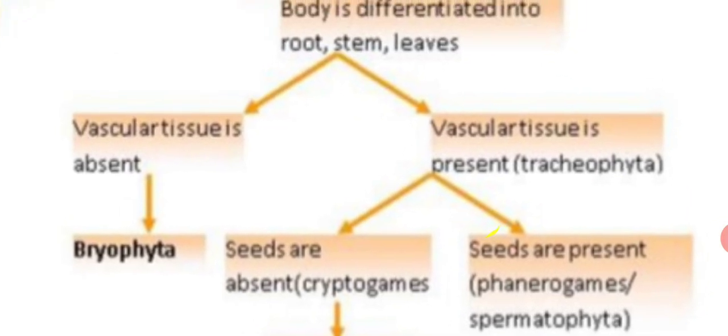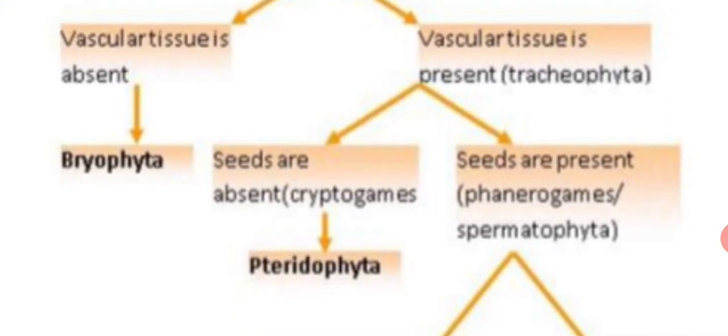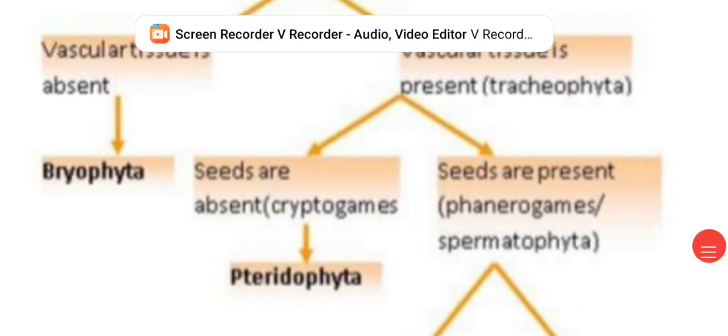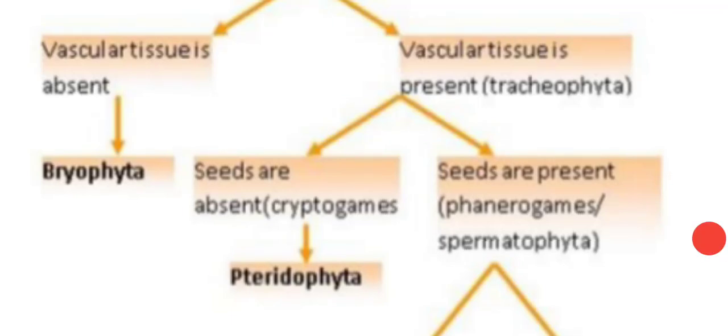So anyways, if the vascular tissue is absent, then that plant will be categorized into bryophyta. If present, then a group of plants are said to be tracheophyta. Tracheophyta means they are having the vascular tissues in them. Now these tracheophytes can again be divided into two on the basis of whether the seeds are present in them or not. If the seeds are absent in them, then such plants are called cryptogams.